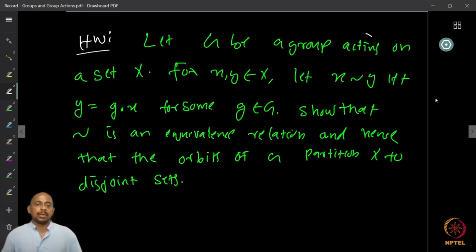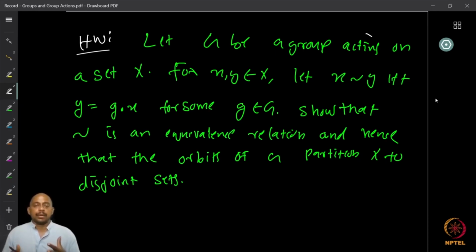Now then, as a homework, you can do the following. If G is a group acting on a set X, for two elements x and y in X, let x ~ y, x is related to y, if and only if y = g·x for some group element g. So if y is in the orbit of x. Now show that this relation is an equivalence relation. In fact, if y is in the orbit of x, then x is also in the orbit of y. Hence show that the orbits partition X into disjoint sets, because the equivalence classes of an equivalence relation form a partition of the set in which it is defined.